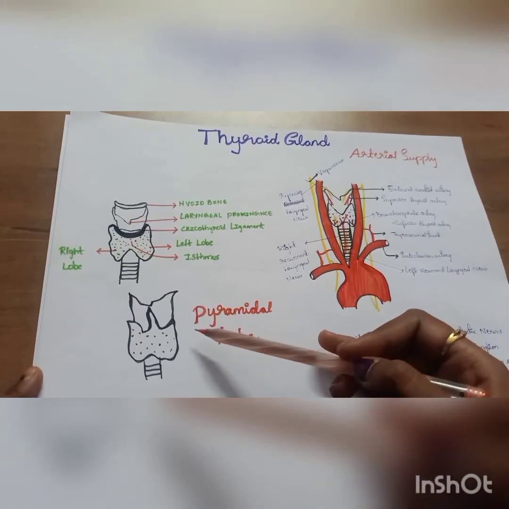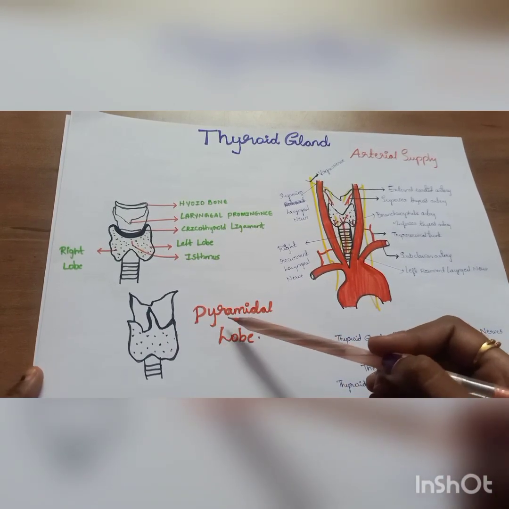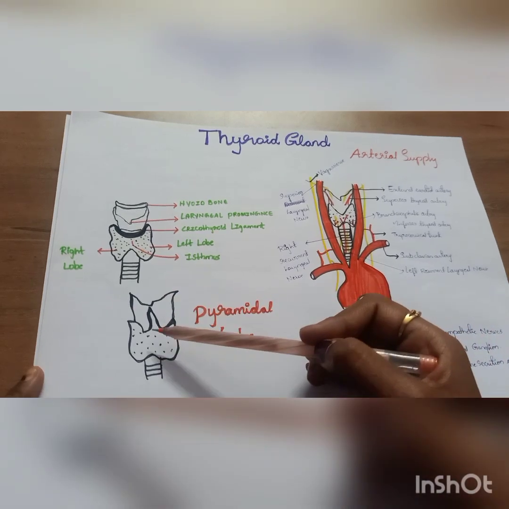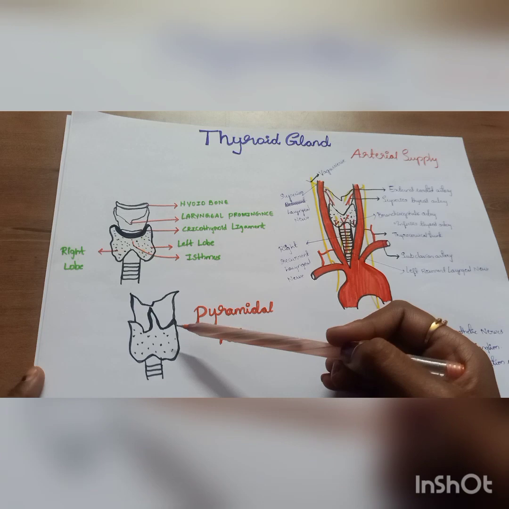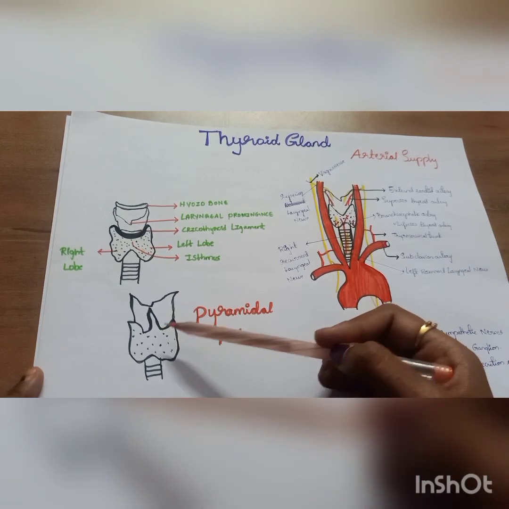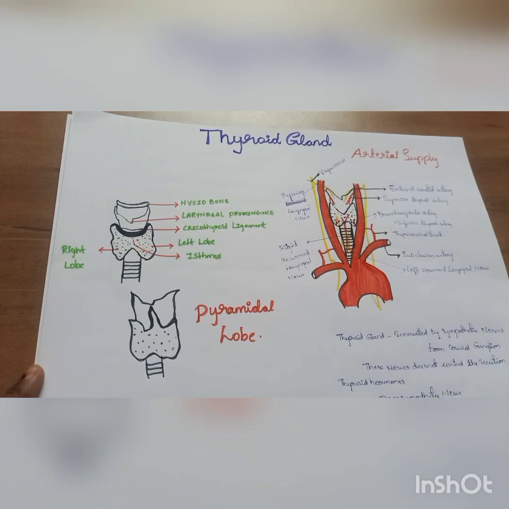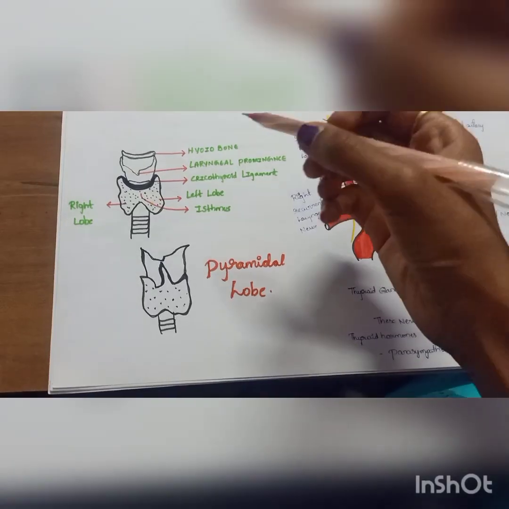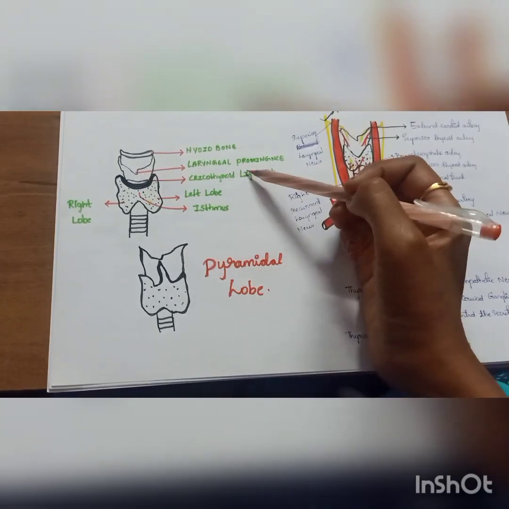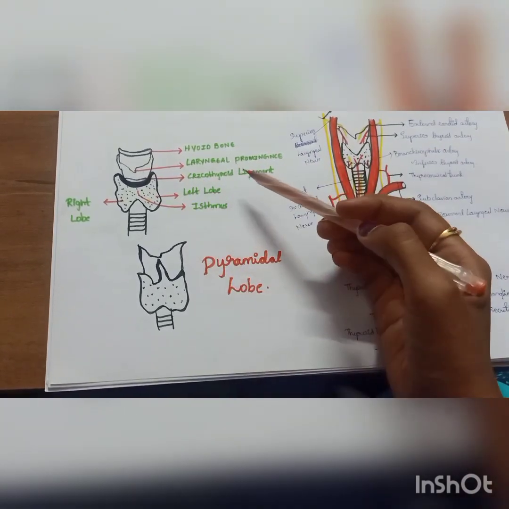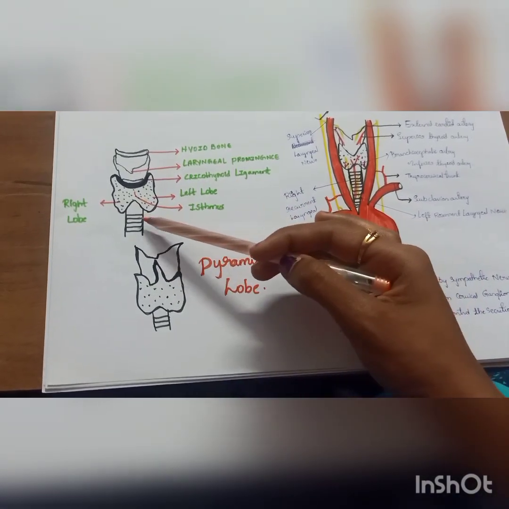Developmentally, the thyroid isthmus can give rise to a structure called the pyramidal lobe, which extends upwards. It is common, seen in 55% of people, and it is a result of a persistent remnant of the thyroglossal duct. Here we can see the hyoid bone, laryngeal prominence, cricothyroid ligament, right lobe, left lobe, isthmus and trachea.